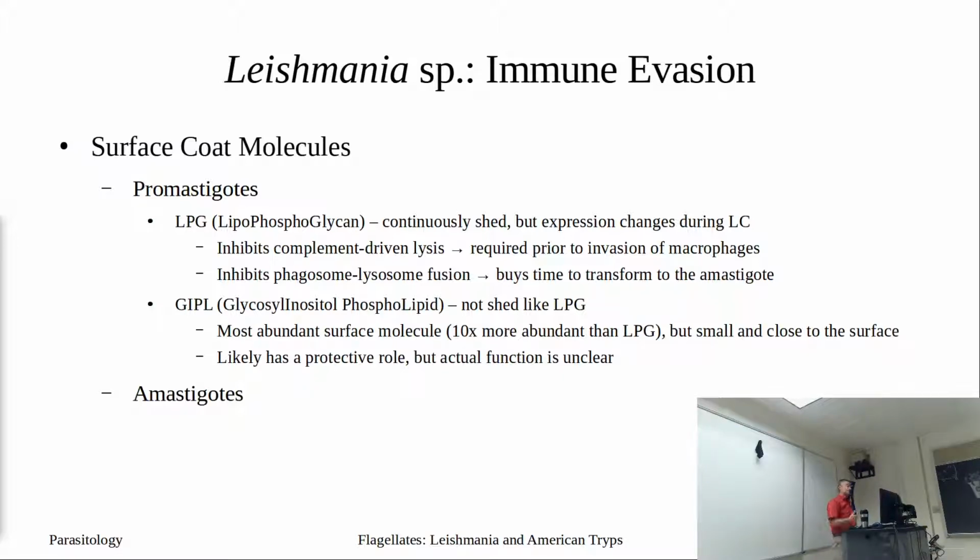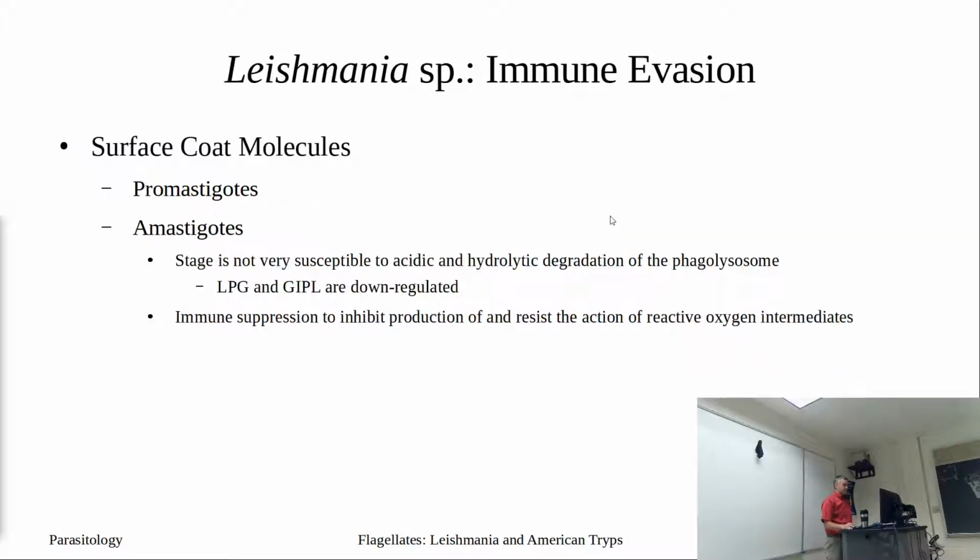So as we're getting into our vertebrate host, what about the amastigotes? Their surface coat is virtually absent. They don't really need it because they are pretty resistant to the acidic and hydrolytic degradation that would occur in that phagosome lysosome. So we know that once we transition to the amastigotes, both LPG and GIPL are downregulated. I think this is partially the reason why they think GIPL is important and is playing some sort of protective role.